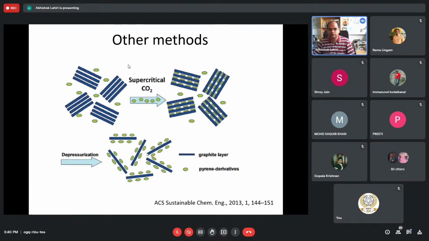So this was one of the clever ways to produce relatively very pure graphene structure. In this case, you can clearly see that we do not have to use any solvent. We do not need any other impurities present. CO2 will automatically be released when you depressurize, and you're going to get almost very pure graphene structure. So this is a very clean way to produce two-dimensional structure.